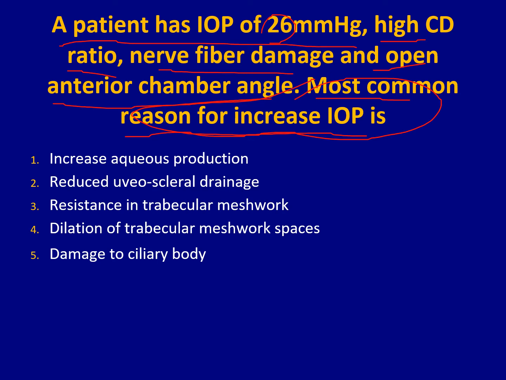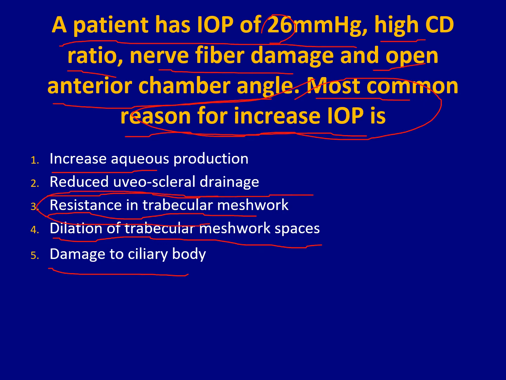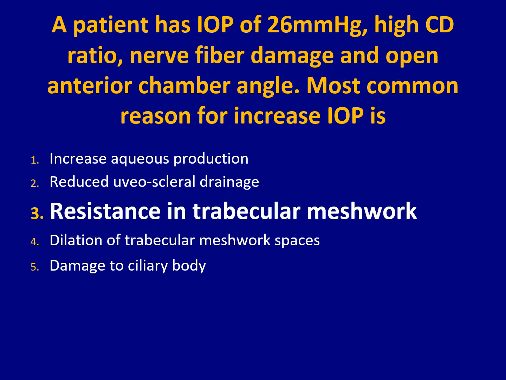The options are increased aqueous production, reduced uveoscleral drainage, resistance in the trabecular meshwork, dilation of the trabecular meshwork spaces, or damage to the ciliary body. Remember, almost always the reason or the pathophysiology behind primary open angle glaucoma is resistance in the trabecular meshwork, which causes the pressure to rise. So the answer would be number 3, resistance in the trabecular meshwork.